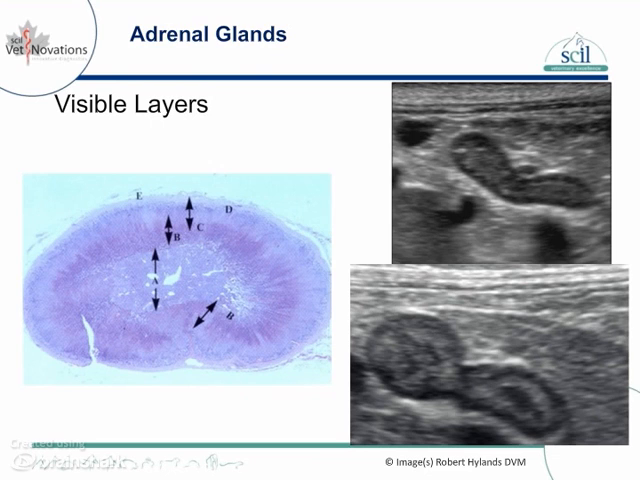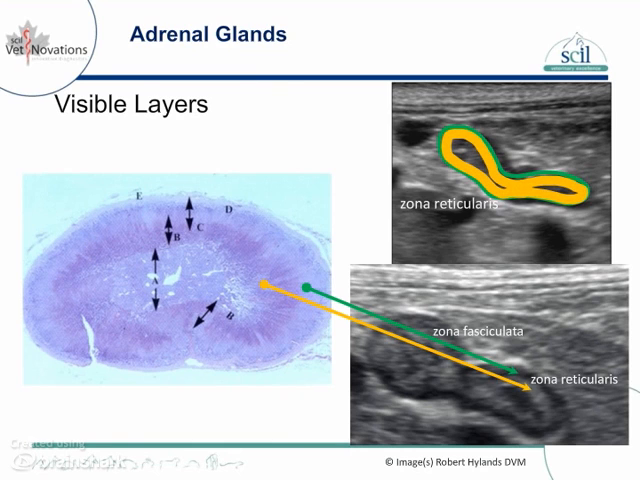Though the adrenal cortex has three histologically differentiated layers, only two are usually seen sonographically. The capsule and the thin zona glomerulosa, which is responsible for producing the mineralocorticoids, are often seen as one layer. The next layer medially is the hypoechoic zona fasciculata, which produces the glucocorticoids. Medially to this is the zona reticularis, responsible for the sex hormone production.